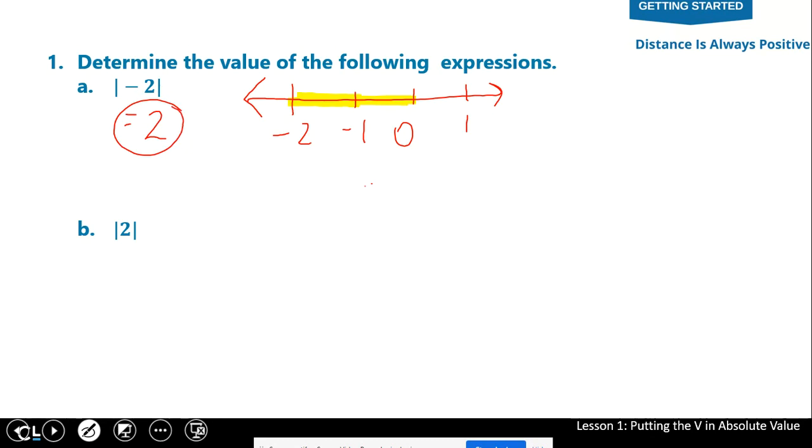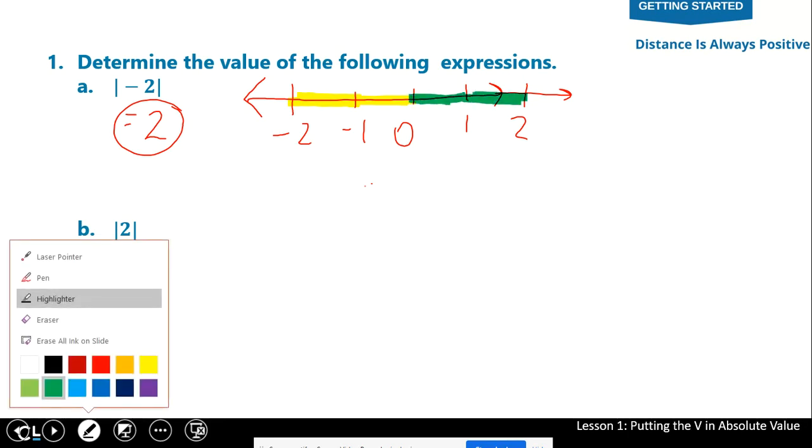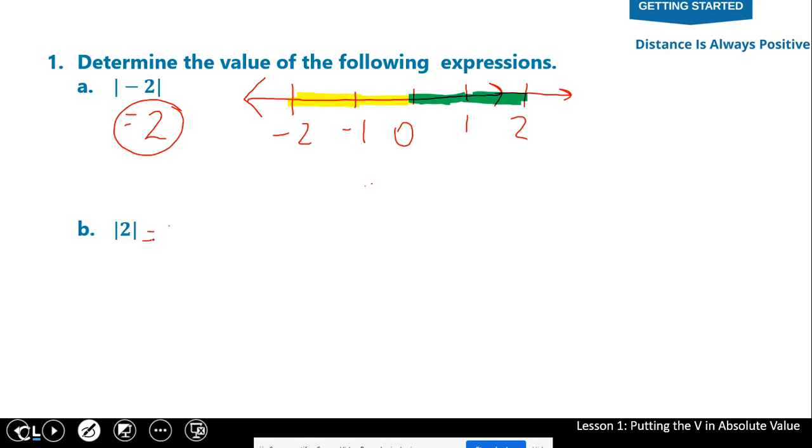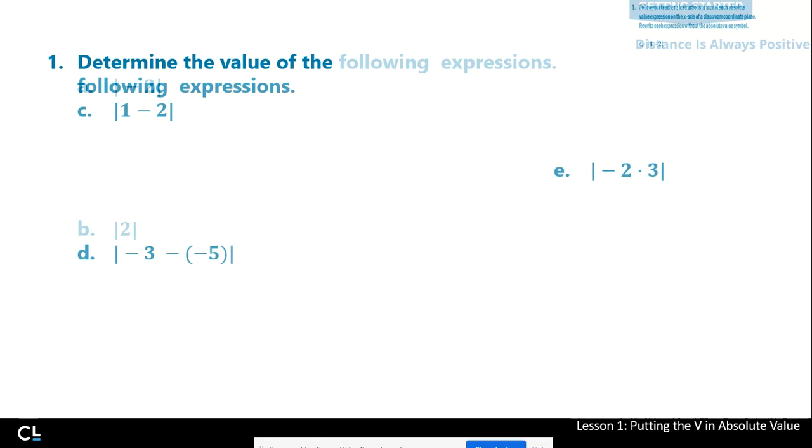Similar situation down here, if we were to add a 2 out here and extend that number line. So 1 and 2. So again, it is still 2. All right.